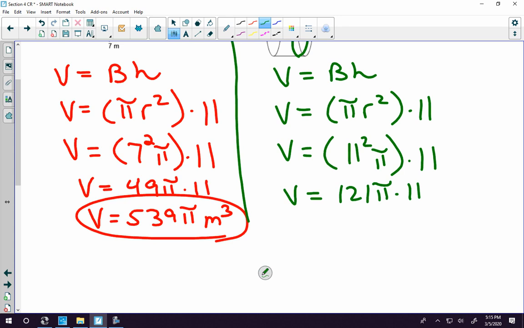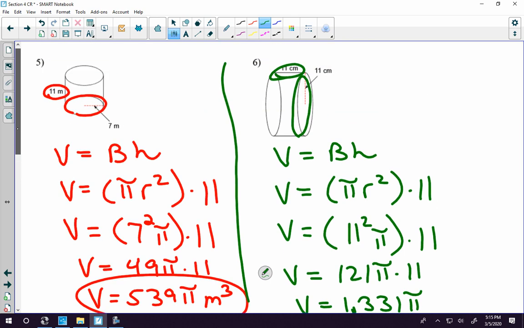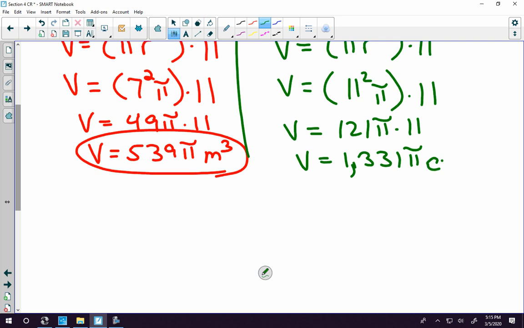That's just going to give us 1,331 pi. Got the units, cubic centimeters. So the volume or space inside of this cylinder is going to be 1,331 pi cubic centimeters. If you need an approximation, you would take 1,331 times 3.14.